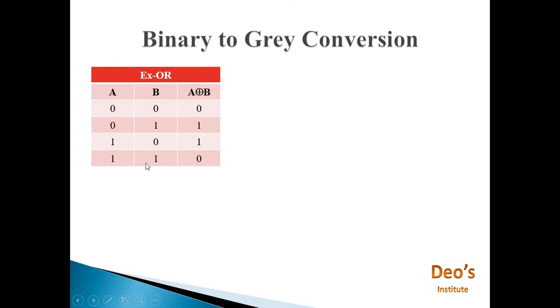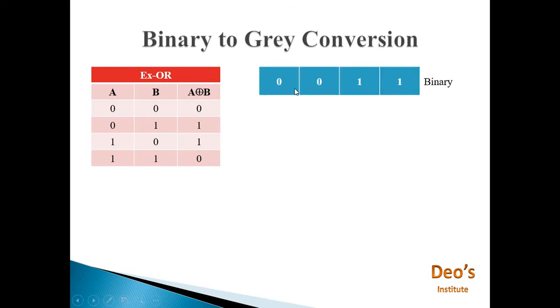Or in short, it is addition without carry. So 0 plus 0 is 0. 0 plus 1 is 1, 1 plus 0 is 1, 1 plus 1 is 0, carry 1. So sum is 0. So this is about XOR truth table.